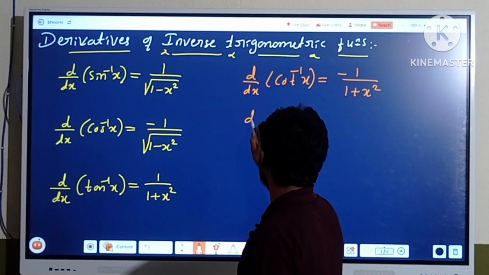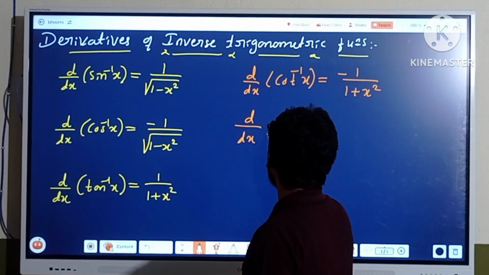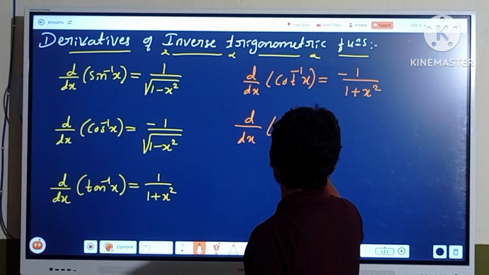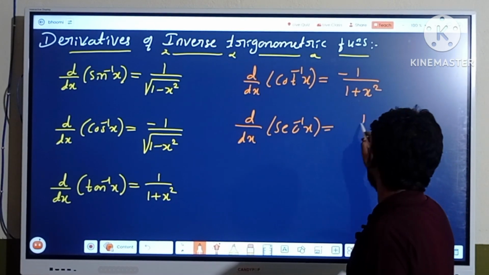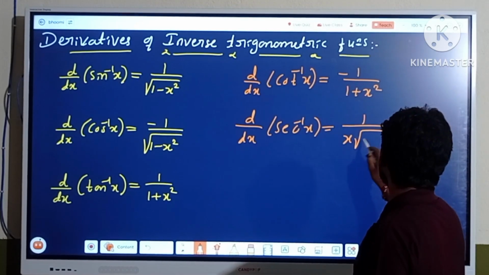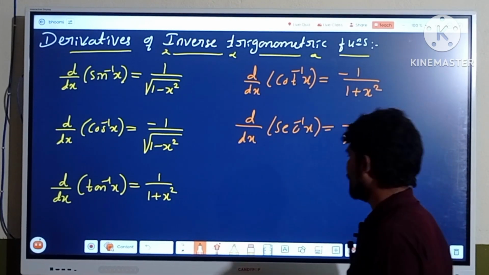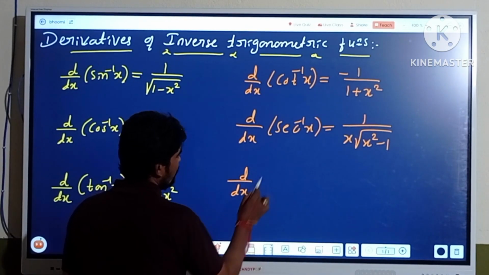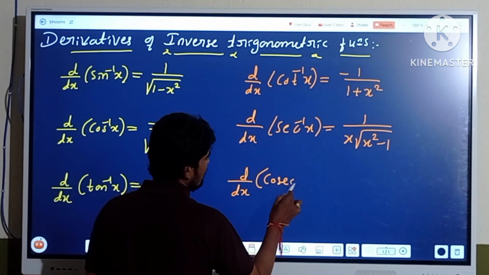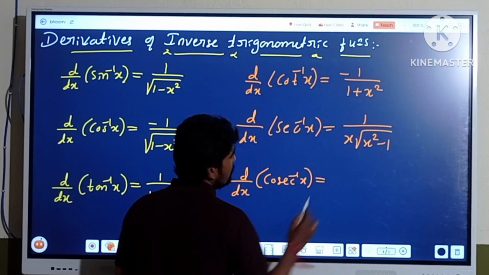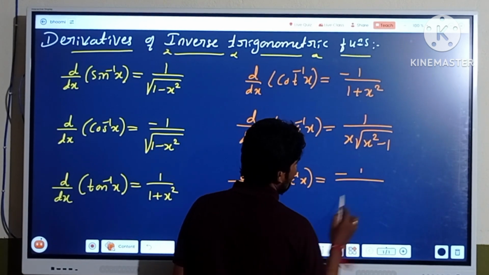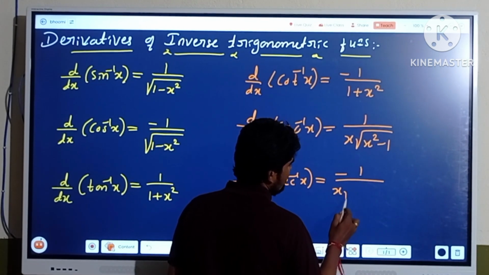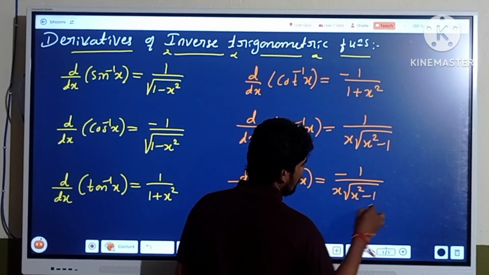And the fifth one, the derivative of secant inverse x is equal to 1 divided by x into root x square minus 1. And the last, sixth one, the derivative of cosecant inverse x is equal to minus 1 divided by x into square root of x square minus 1.